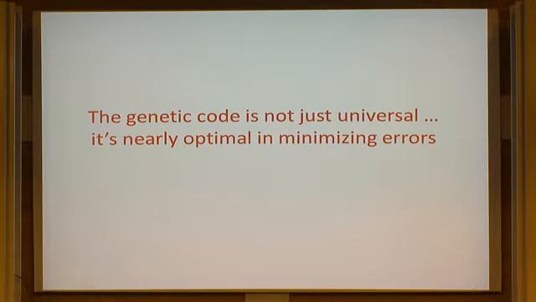Now, what I want to tell you is that the genetic code isn't just universal, it's nearly optimal in minimizing errors. And it's optimal in minimizing errors if you use a measure that is based upon the polar requirement. Okay, so let me tell you about that.